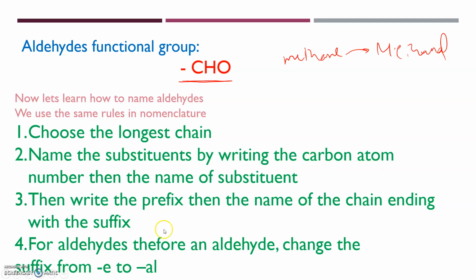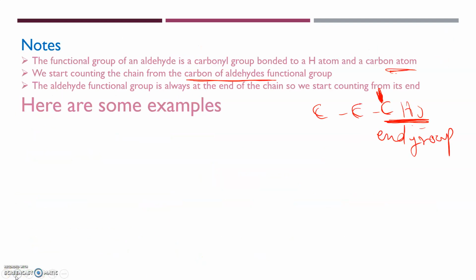Now here are some important notes about naming aldehydes. The functional group in an aldehyde is a carbonyl group bonded to hydrogen and another carbon atom. This means there is a carbon and there is the HO. This is what it means. Also one important thing, the functional group of an aldehyde is an end group. So when you start naming, you have to count starting from the aldehyde group. Like here, you have 3 carbons and this is the aldehyde functional group. You always start from the carbon in the functional group of the aldehyde. Here are some examples.